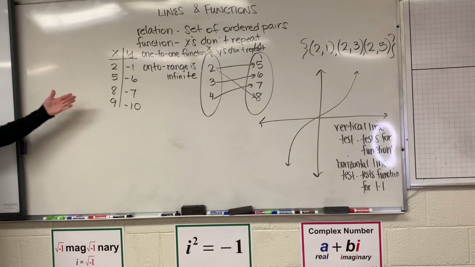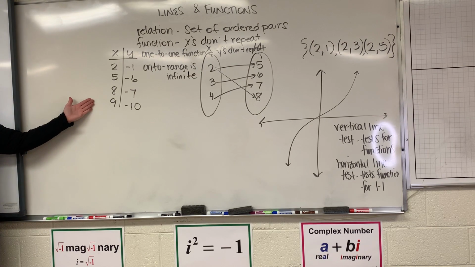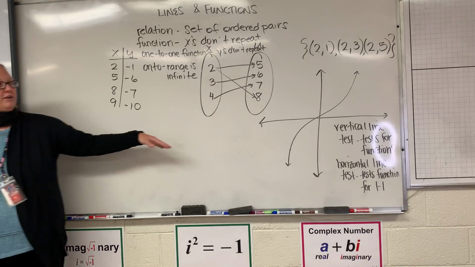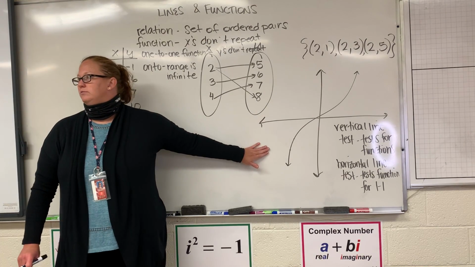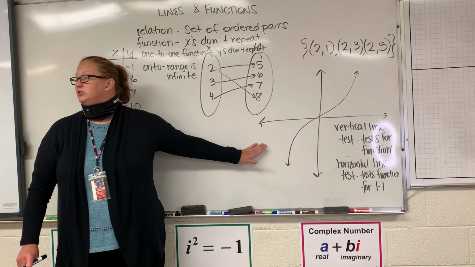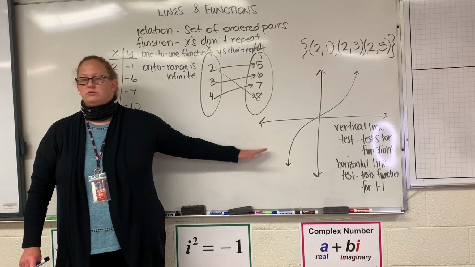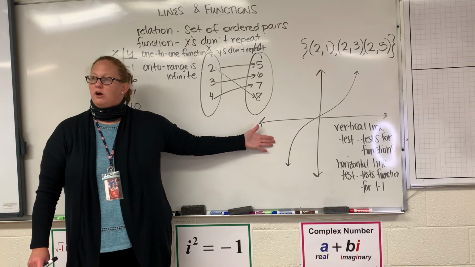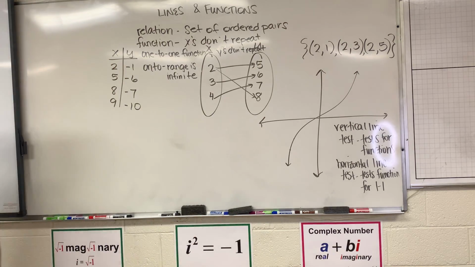Okay, so this was one-to-one. Would this be considered onto? No, because this is my only list. Is that infinitely many? No. Over here though, this is one-to-one, but my range goes in both directions forever. So this would be considered onto, because it's infinite.